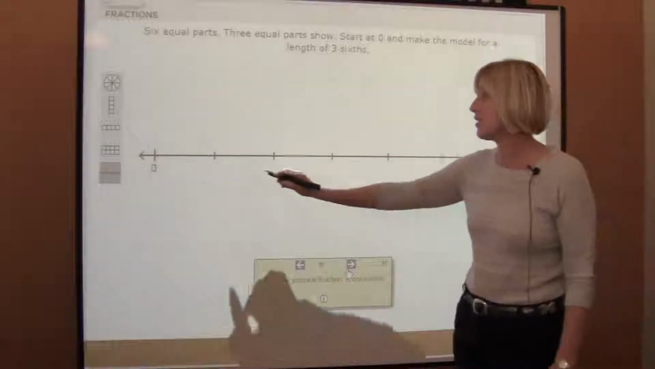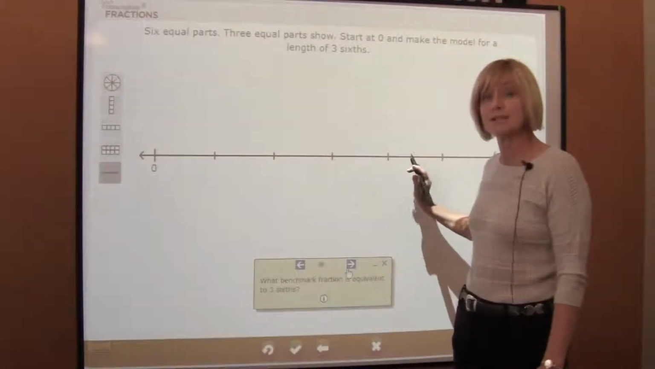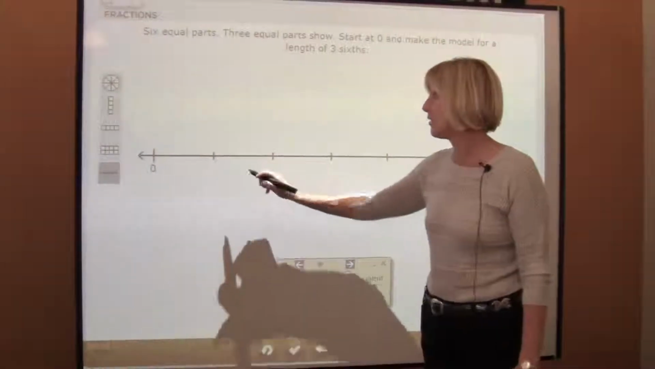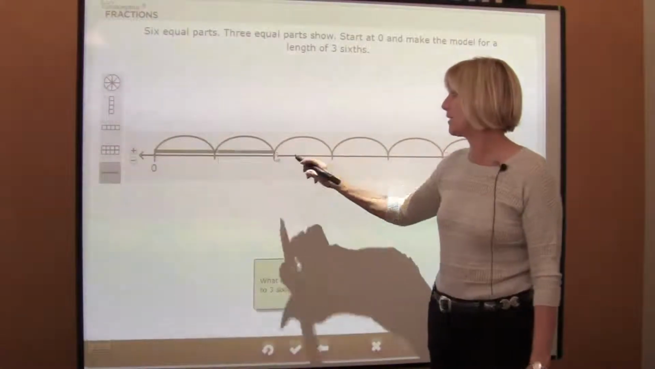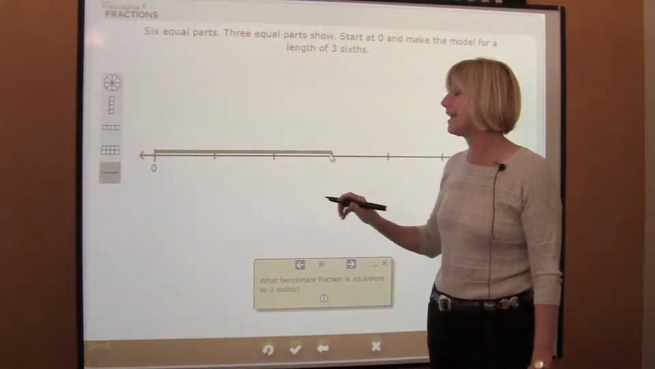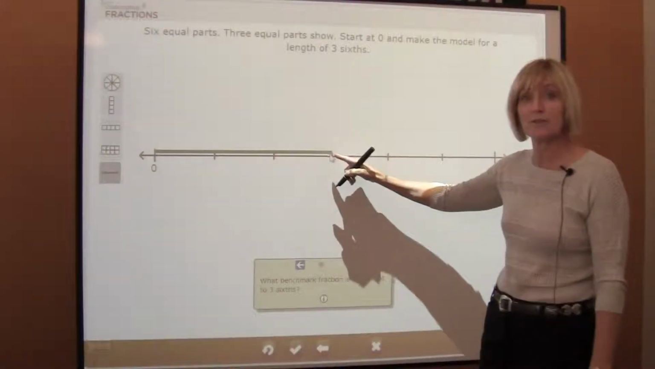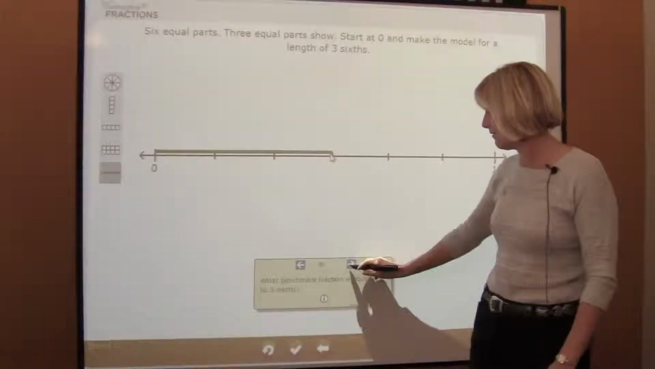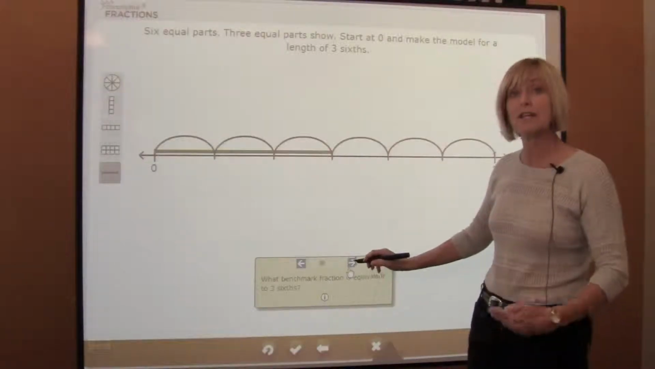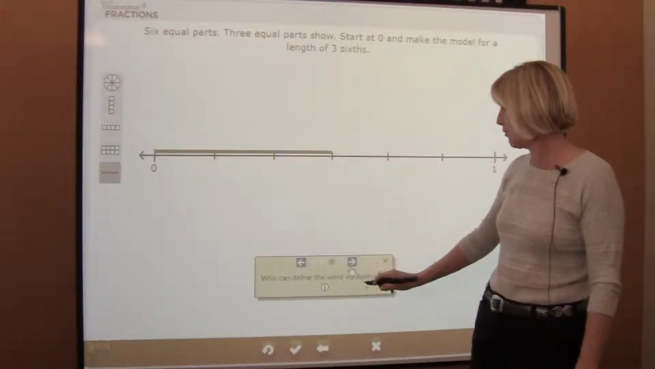So you're going to have students talk about how it's partitioned already with the tick marks into 6. If we want 3-6, then we want 3 parts shaded, and we want a length from 0 to 3. And then you can start to talk about what is the equivalent fraction here. Again, we're reinforcing vocabulary. Equivalent, equal, partitioned, equal parts.